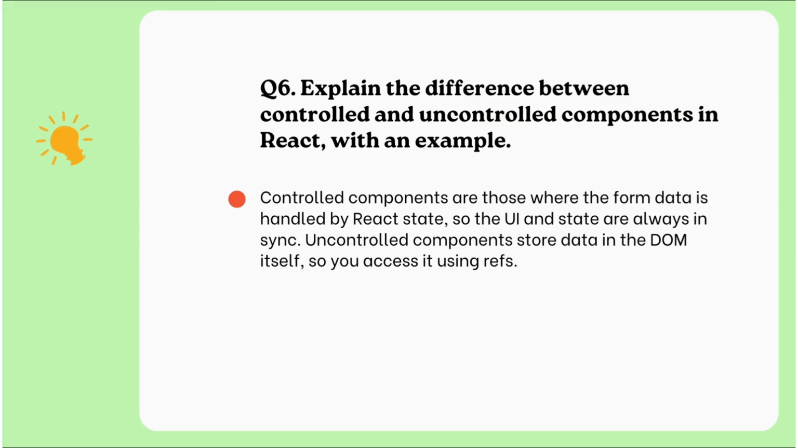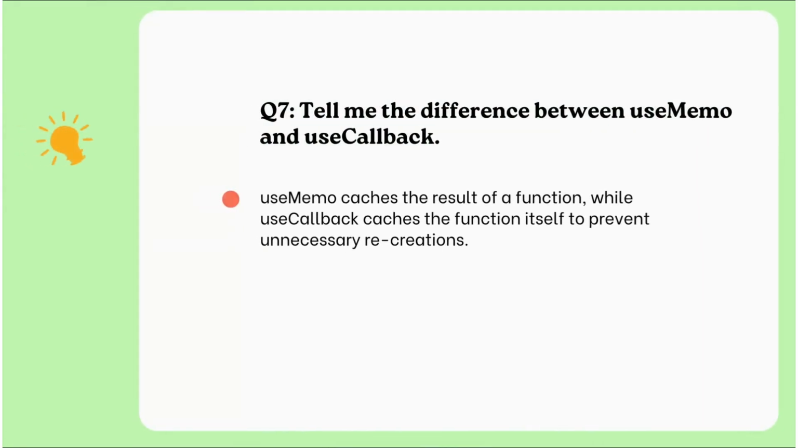Tell me the difference between useMemo and useCallback. useMemo caches the result of a function, while useCallback caches the function itself to prevent unnecessary recreations. Could you give me an example? Well, if you have a heavy calculation, you wrap it in useMemo. If you pass a function to a child component that depends on state, you wrap it in useCallback to avoid re-renders. All right, you got there.